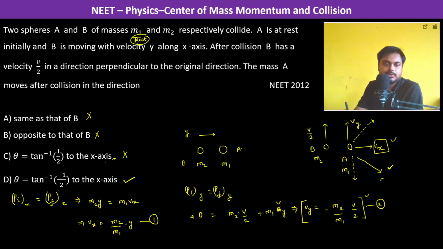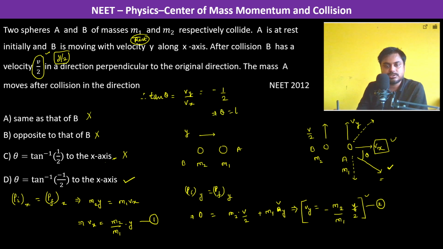Now here it's mentioned velocity v by 2. I feel it should not be v by 2, it should be v by 2 with v being the initial speed, then we can get the exact angle also. Okay, so let it be v by 2. So therefore this is theta, and tan theta is going to be vy by vx, which is minus 1 by 2. So therefore theta is tan inverse minus half to the horizontal x-axis.